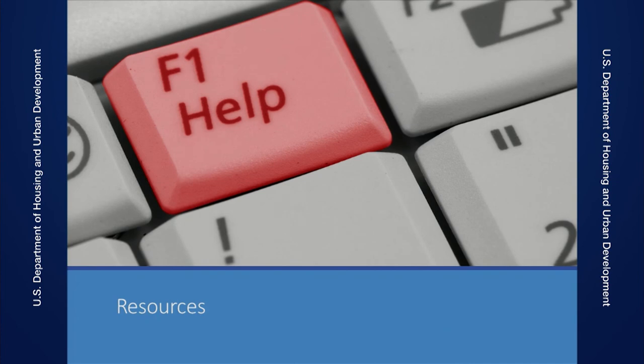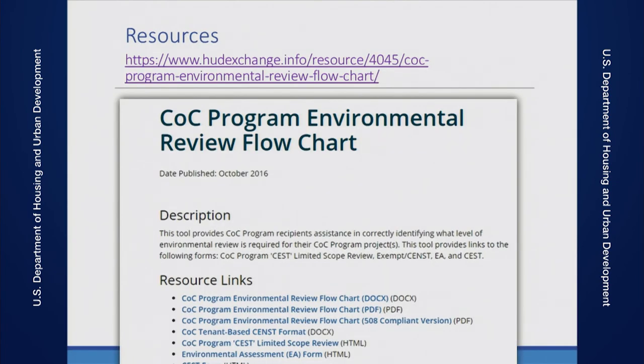That's it. Now we'll quickly review a few resources that you can refer to later on if you missed any of that. So this is a good one-stop shop for COC environmental review links. You can find it at this link or by Googling COC environmental reviews. First, you can access the flowchart I showed earlier that directs you to the correct level of review and format depending on the activities involved in your COC project. Or you can go directly to all the formats from the links below the flowchart.